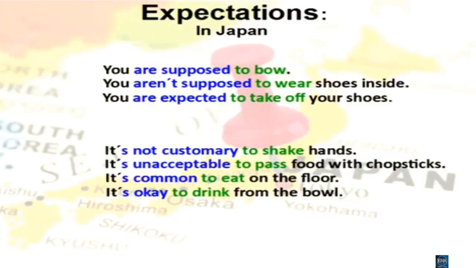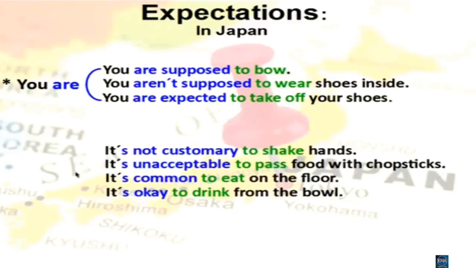So let's look at these separated a little bit, and you'll notice there is a distinct pattern between these ones and these ones. So you're supposed to bow, you aren't supposed to wear shoes inside, you're expected to take off your shoes. If you notice, all of these are using you and are to talk about the expectation is specifically for you. But in general, anybody that goes to Japan. So we say you are, and that generally means anybody, right?